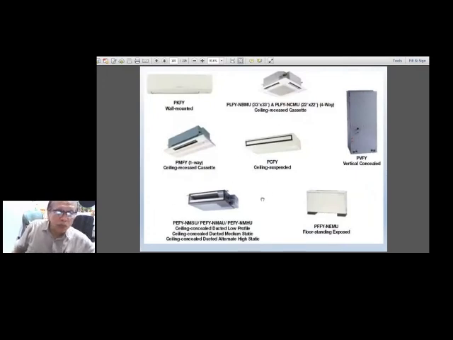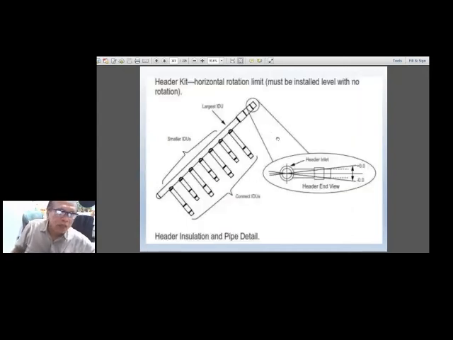Okay, so ito yung mga nilalagay sa cassette type. Ito yung mga wall mounted, vertical aparador type or cabinet type, ceiling mounted type.